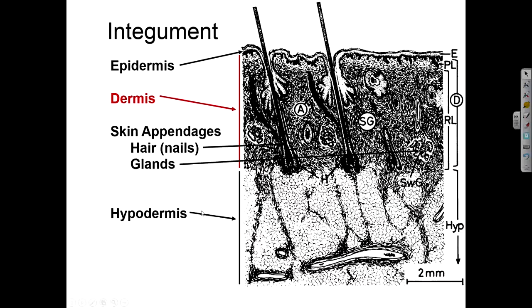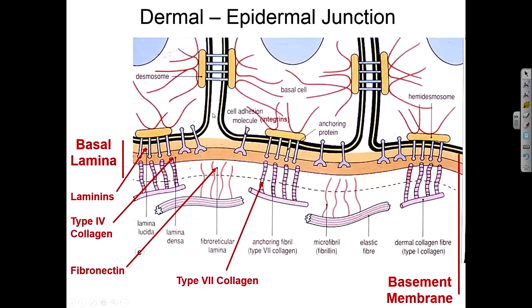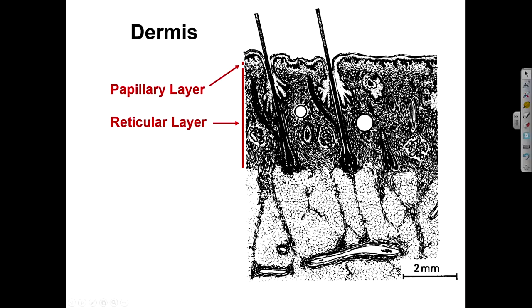Now I want to talk about the dermis, which is the connective tissue layer beneath the epidermis. Remember, the epidermis is the stratum basale, spinosum, granulosum, lucidum, corneum, okay? That's the epidermis, those five layers, or four in thin skin. Now we have the dermis, shown here. The dermis is connected to the epidermis through a basement membrane, and then you have the various connective tissue components that we're all familiar with in the basement membrane. And we can separate the dermis into two layers, a papillary layer and a reticular layer.